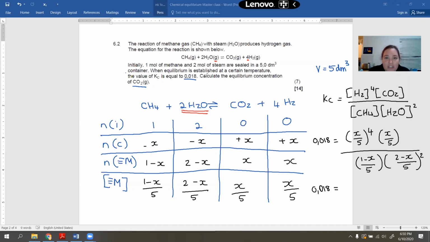I haven't actually checked that my number of moles of everything balance. I'm getting caught out a lot here, but it looks like they do. All right.